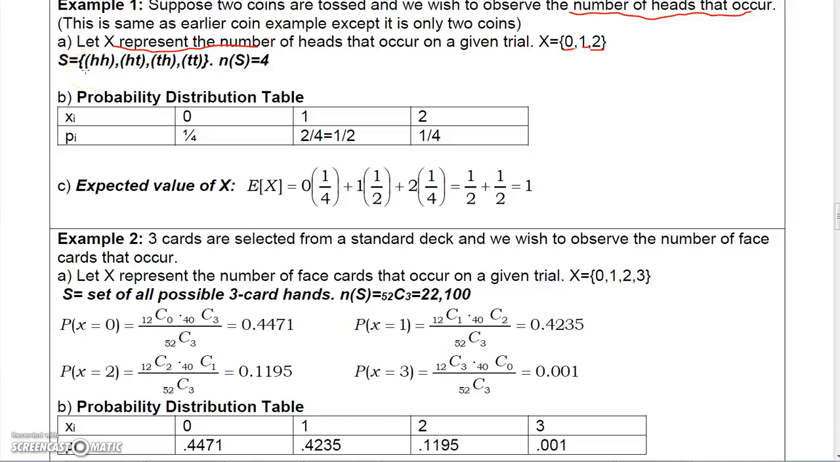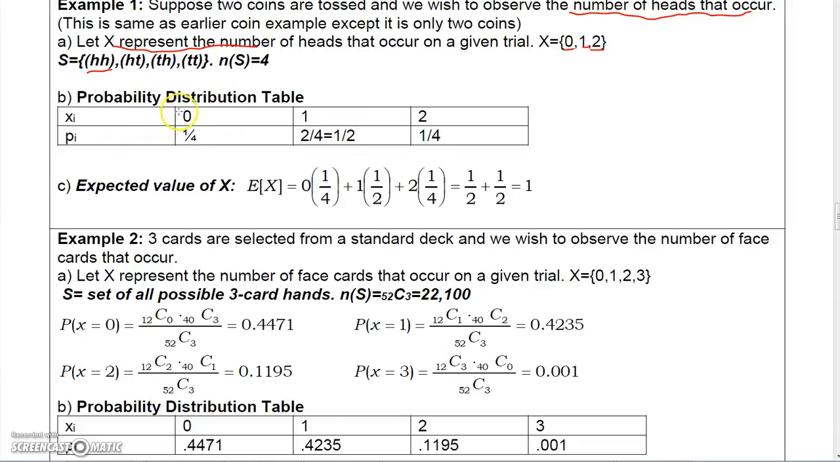Okay, let's look at the sample space. The probability of getting 0 heads would be 1 out of 4. There's 4 possibilities. The probability of getting 1 head would be, here's 1 and here's 1, so that's 2 out of 4. And then the probability of getting 2 heads would be 1 out of 4. So that's the probability distribution.